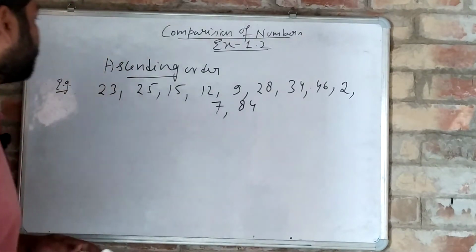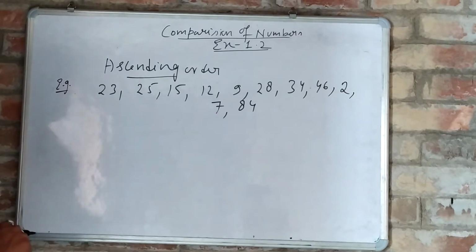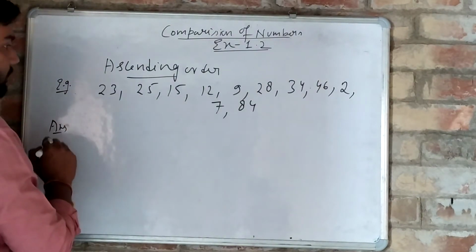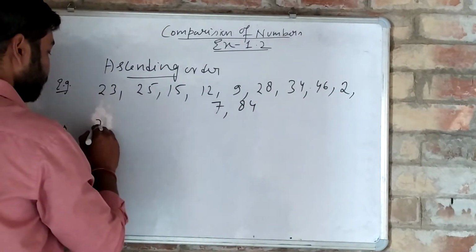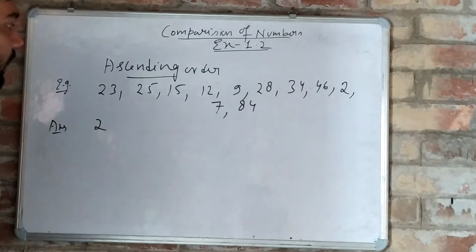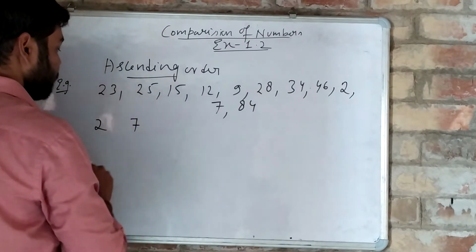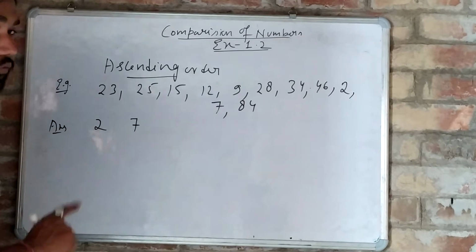So what we will do is start by finding the smaller number in the series. See here, the smallest number in the series is 2, so we will write 2. After 2, which number do we have? We have 7, so we will write 7.